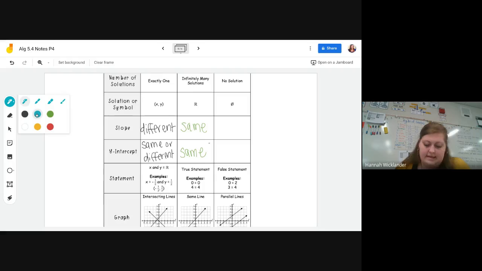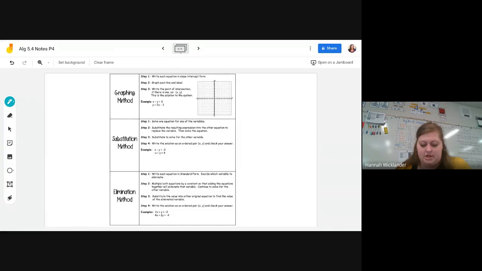And then last up, we have no solution. It's a 0 with a slash through it for the solution or the symbol, or you can just write no solution. And then the slope will be the same because parallel lines have the same slope. But then the y-intercept will be different because they will start at different spots on the graph. So here one starts at 2 and the other starts at -2. They will go on forever and never touch.